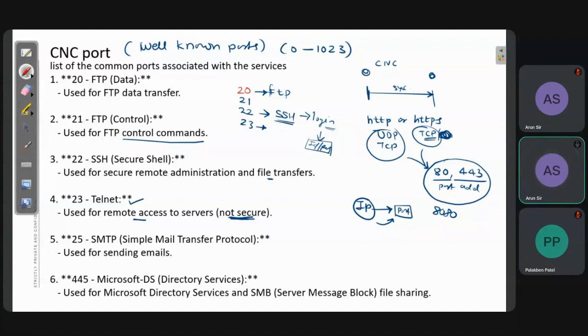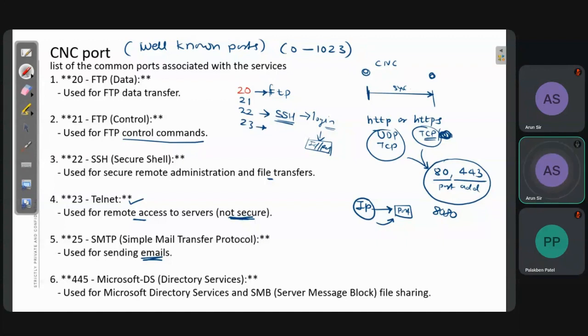So you should remember these port names. 20 is for FTP, 21 is also for FTP, one is for data, one is for control. 22 is for Secure Shell for login purposes, and 23 is actually not secure and is used for remote access. Then there is port number 25. This is for Simple Mail Transfer. Whenever you have any email coming in, it uses port number 25. Your emails use port number 25 in your system.